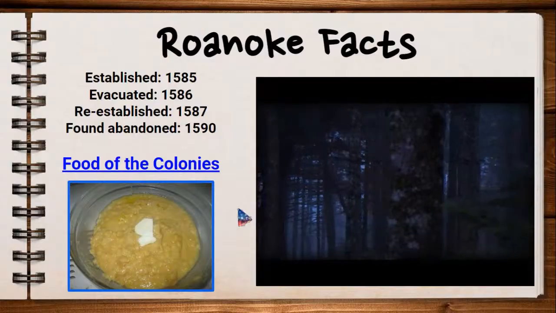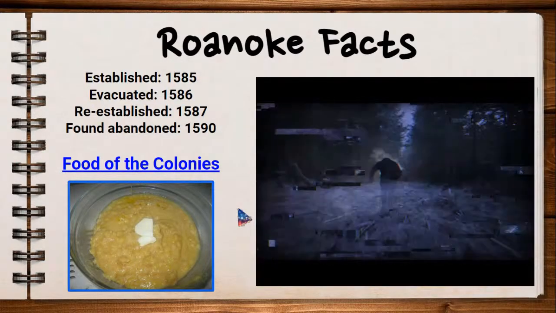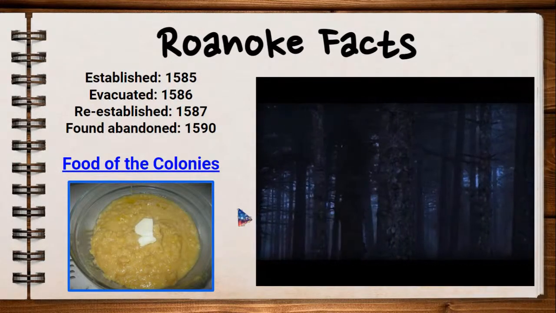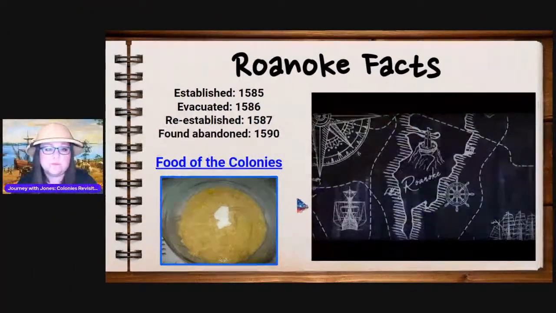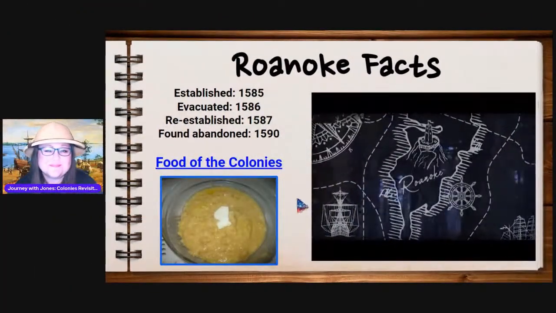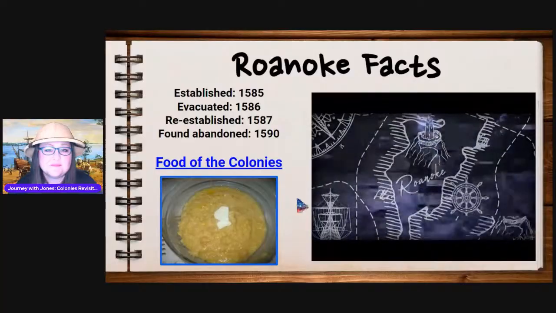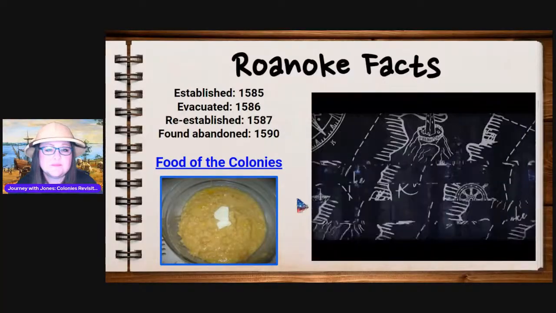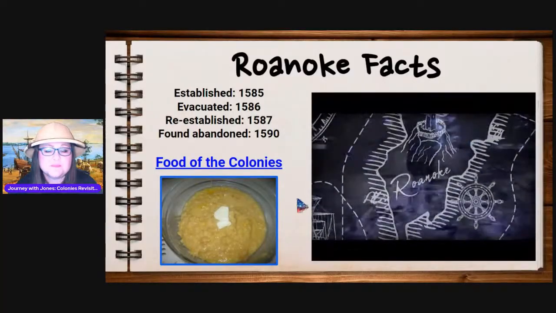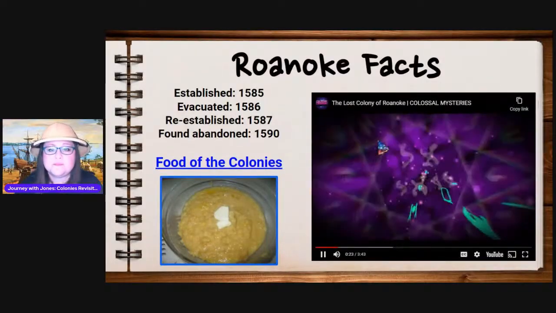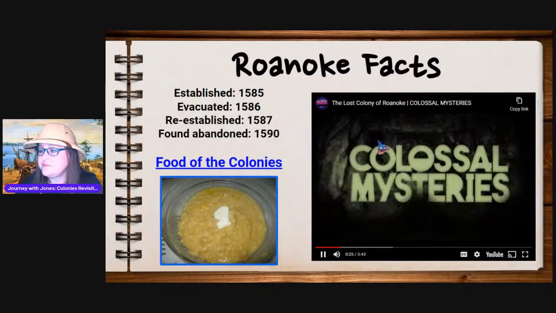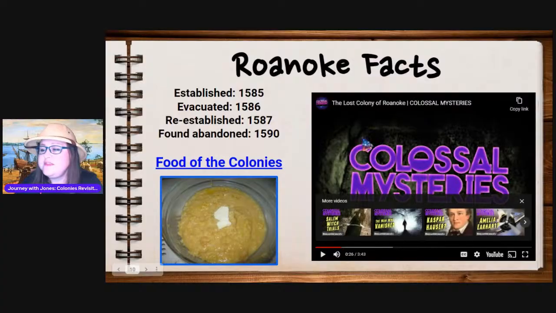A daring group of spirited settlers cross the Atlantic Ocean and attempt to establish their very first English settlement in the New World, called Roanoke. Not a single one of those poor people would ever be heard from again. So, what happened to the mysterious lost colony of Roanoke? Let's find out in today's episode of Colossal Mysteries.